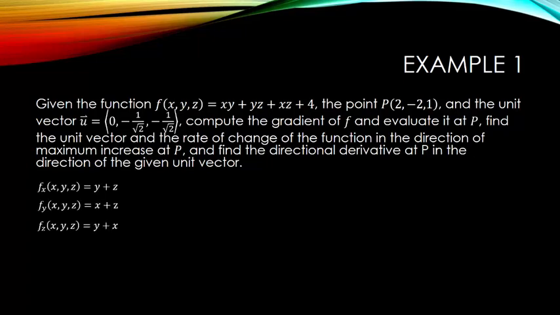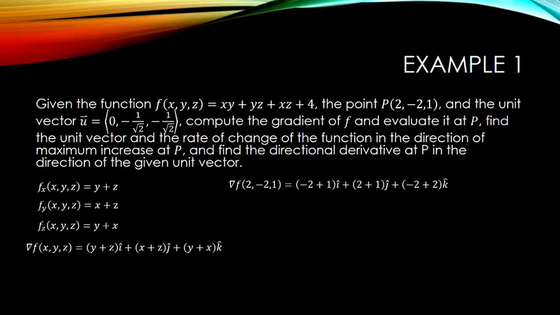We start by taking the partial derivatives of my function with respect to x, y, and z. f_x is given by y plus z, f_y is given by x plus z, and f_z is given by y plus x. This means that my gradient of f at x, y, z is given by the component vector y plus z in the i-hat direction, plus x plus z in the j-hat direction, plus y plus x in the k-hat direction.